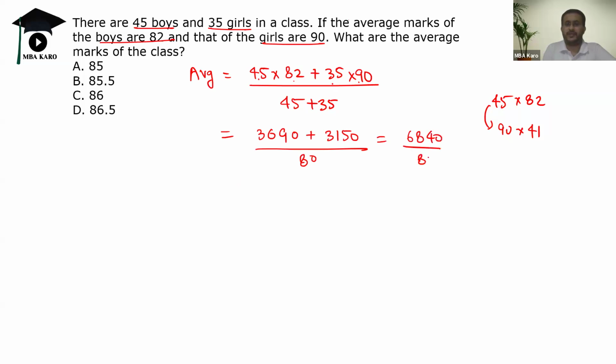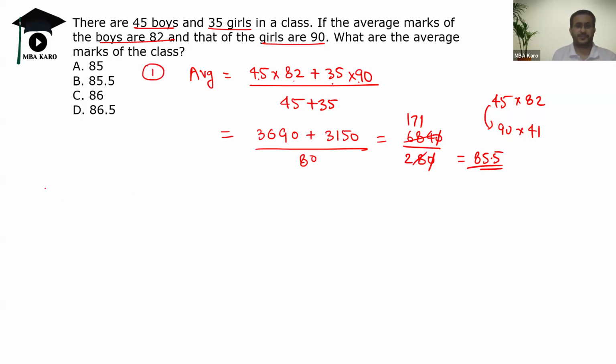So that will be equal to 6840 by 80. Okay, we can divide by 4. That will be 17 and 1 by 2, that will be 85.5. A bit of calculation involved. This is what we get using the first approach, that is weighted average.